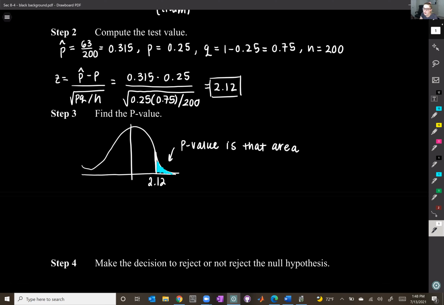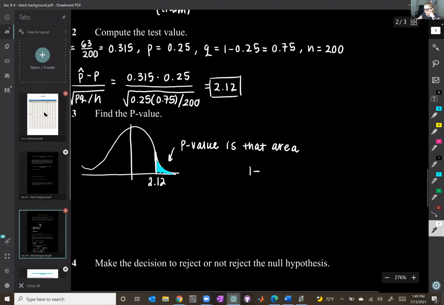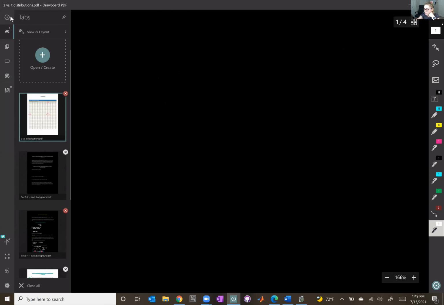Okay, and the way to find that area is to use our little z distribution chart. And if you remember, the z distribution chart gives you the area to the left side of whatever z-score you're putting in. But we want the area to the right side of 2.12. So we're going to end up doing 1 minus whatever that number is. So let's go to our chart, and I'm looking for 2.12.